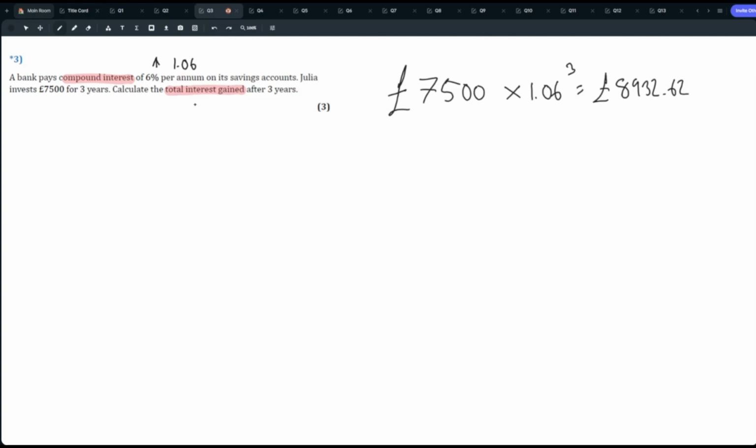But the question is not asking how much amount there is after 3 years. It's asking for the total interest gained. Okay, be very careful with these types of questions. You must read the question carefully. It's total interest gained. So the way that we can show how much interest has been earned is to take away the two amounts, and then we will finish there.